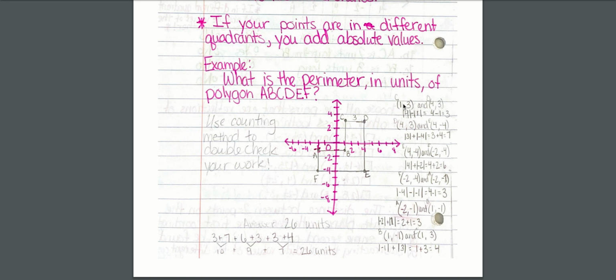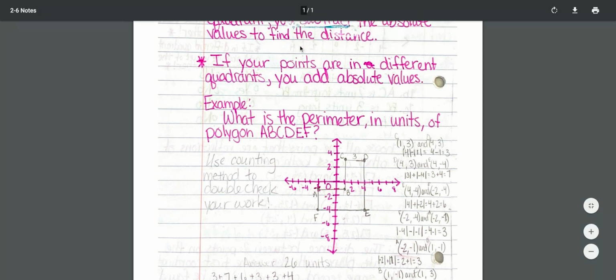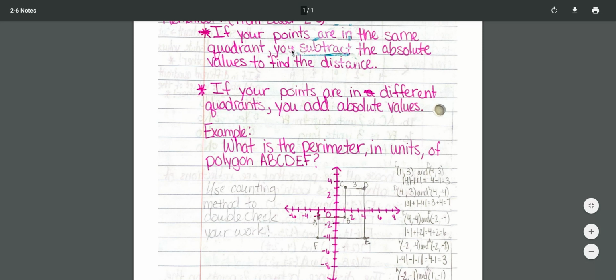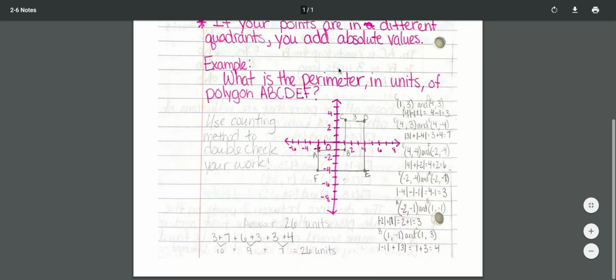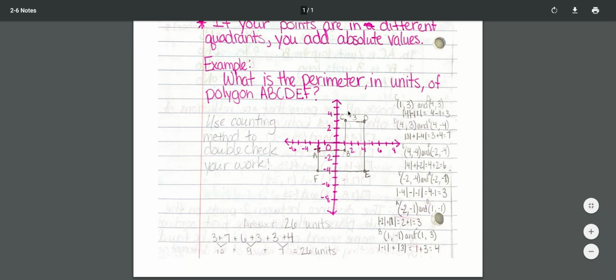Okay, we have coordinates 1, 3 and 4, 3. Here, what we do is subtract the absolute values because, as we mentioned up here, if your points are in the same quadrant, you subtract the absolute values to find the distance. As you can see, C and D are both in quadrant 1. So we do the absolute value of 4 minus the absolute value of 1, and that would get us 4 minus 1, which is 3. And then we continue this process all the way down.